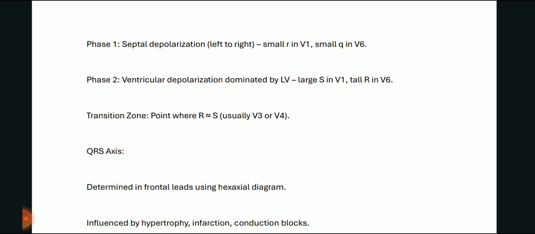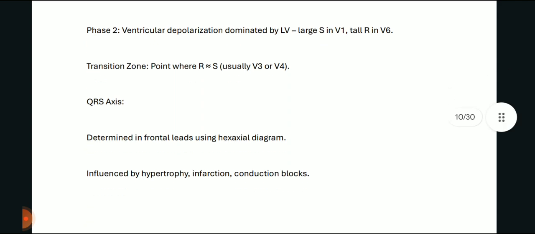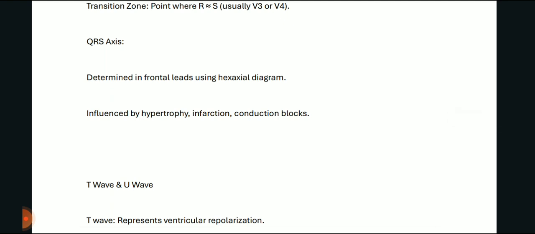When we take an ECG, 6 chest readings come, V1 2 3 4 5 6, and aVR, aVF, all these readings, 12 readings in total. So slowly, as we go from V1 to V6, there is a large S in V1 and a tall R in V6. So at some point R and S become equal. Usually in V3 or V4, that's called the transition zone. Next, the QRS axis is determined by frontal leads using the hexaxial diagram. This axis is influenced by hypertrophy, infarction, conduction blocks.